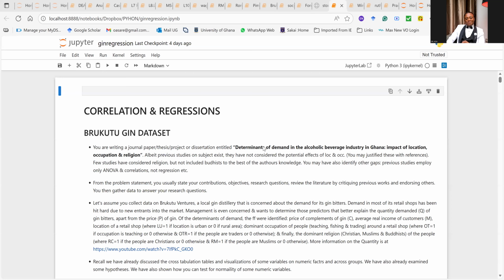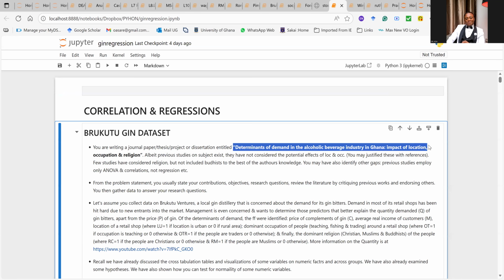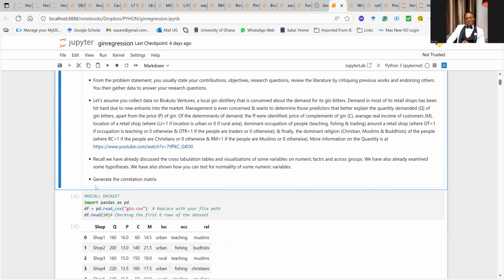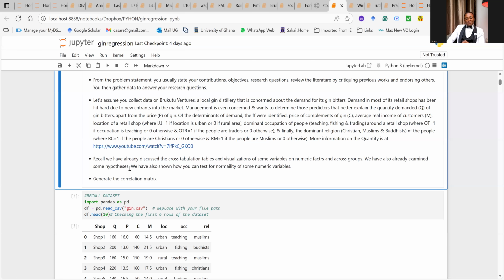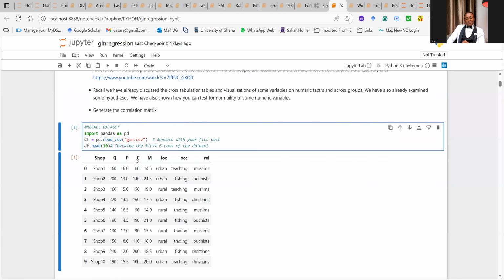This is the same test that we started with, where you were looking at the determinants of demand in the alcoholic beverage unit. It's the same thing. So this entire data set, you can read the story, but you know the story. So follow me, do a few important things, and then I'll show you exam questions. The first is to import the data.